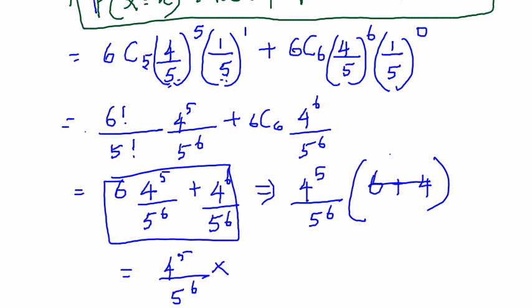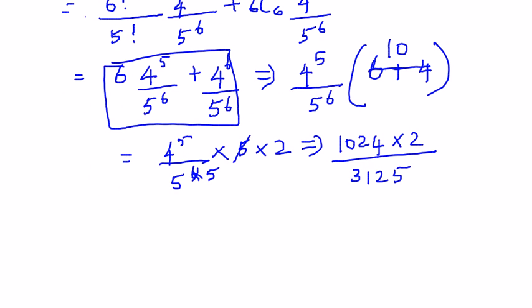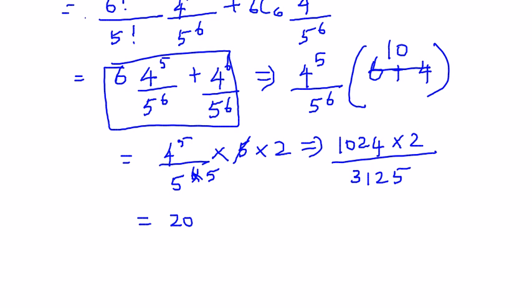So this is going to be 4 power 5 by 5 power 6 into 6 plus 4, which is 10. What I'm going to do is write this 10 as 5 into 2 and cancel one of these 5's here and make this power 5 power 5. So this will give me 4 power 5. If you multiply 4 five times, you will get 1024, into 2, divided by, multiply 5 five times, you will get 3125. So 1024 into 2 is going to be 2048 divided by 3125. You can leave the answer at that.